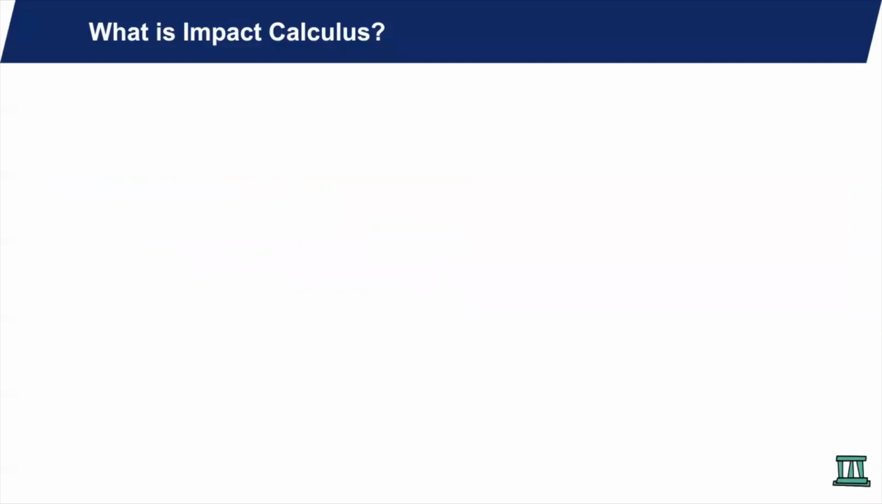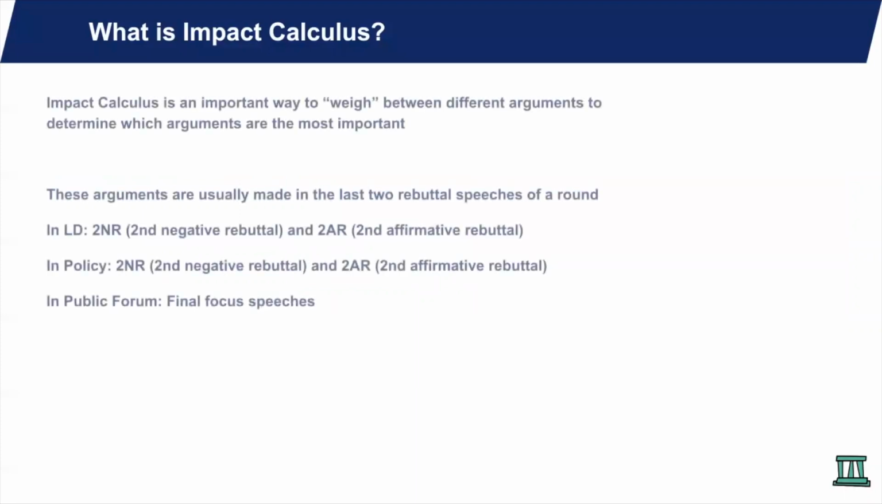So what is impact calculus? Impact calculus is an important way to weigh between different arguments to determine which arguments are the most important. If you make a bunch of arguments in a round, but you never tell the judge which arguments are the most important, the judge isn't going to know where to vote and who to vote for. So it is your job to prove to your judge why your arguments are the most important in the round, and the way to do that is impact calculus.